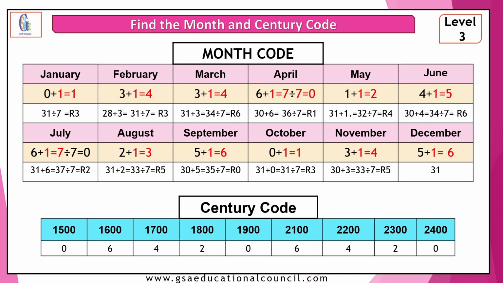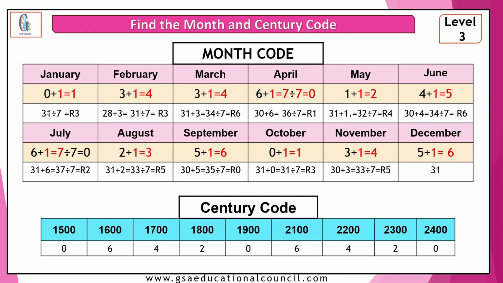Today we are finding the month code and the centuries code. Now look at this table. First of all, we are finding the month code, and there are months from January to December. There are 12 months, and these are the codes. So how do we find out these codes?